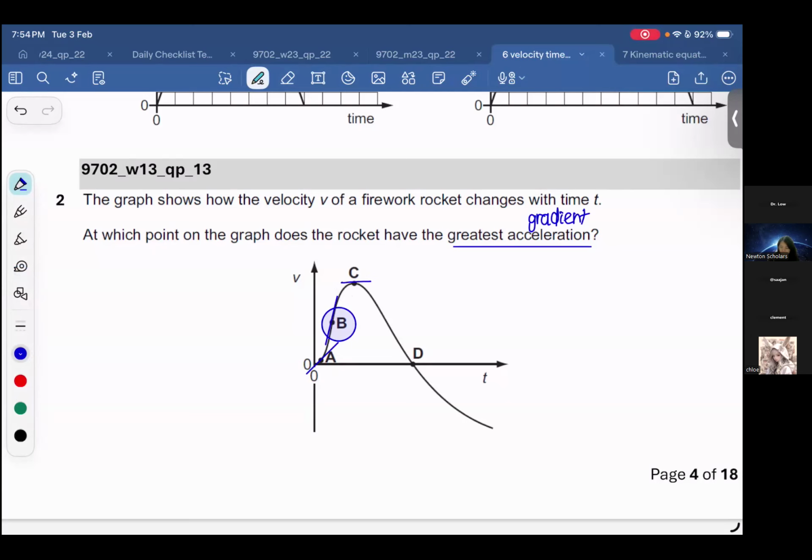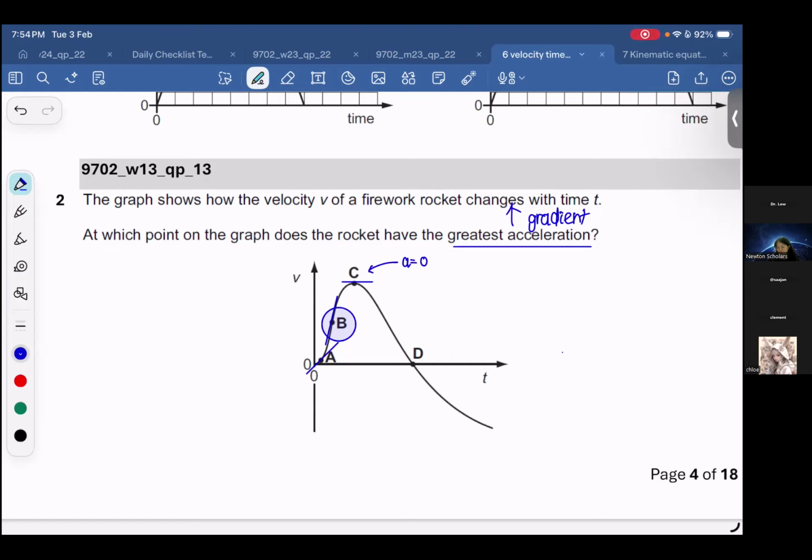Then at point C, one of the past year questions asks which point actually has acceleration 0. So this one, acceleration is 0 because there is no gradient at this point. Then here the answer is B, the greatest gradient.